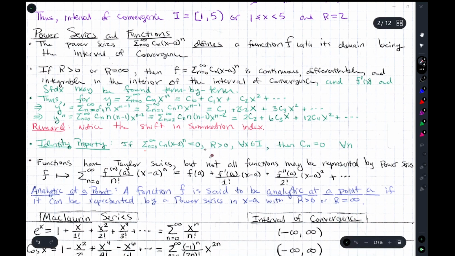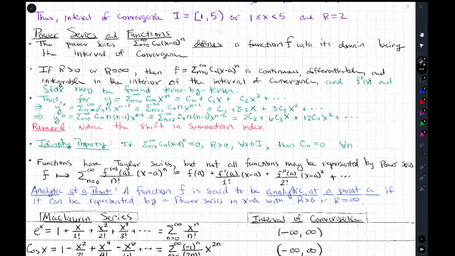Identity property. So this is super important. One could think about expressing the function 0. So for any x, equals 0, one could easily think that the power series for that is one with all the coefficients being 0, right?